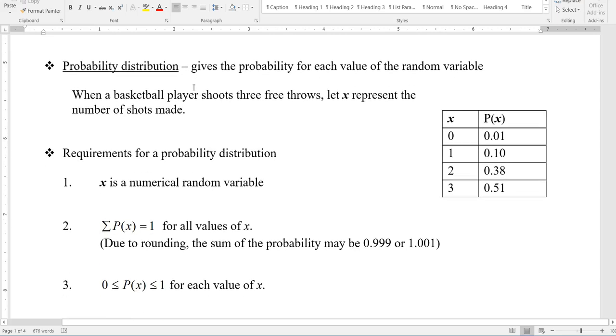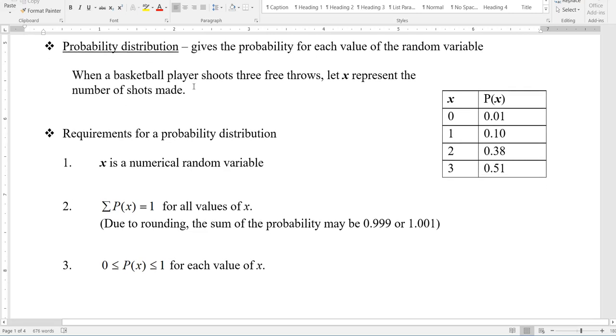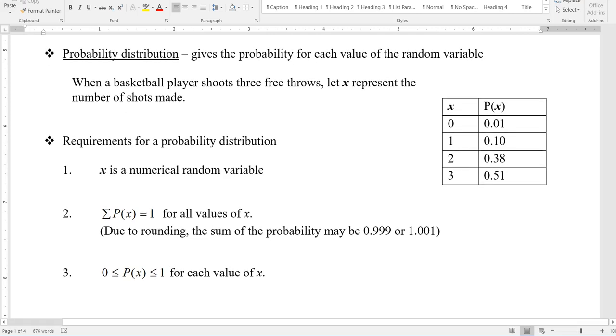Probability distributions we've seen before as well. They give the probability for each value. This should remind you a little bit of our activity that we did. When a basketball player shoots 3 free throws, let X represent the number of shots made. This is discrete. He can make 0, 1, 2, or 3. And here are the probabilities. They're going to ask, is this a legitimate probability distribution?